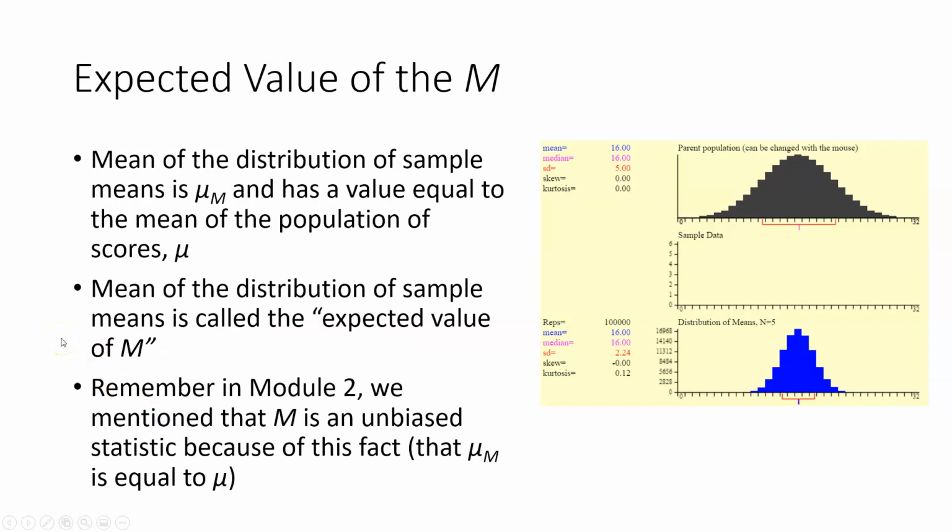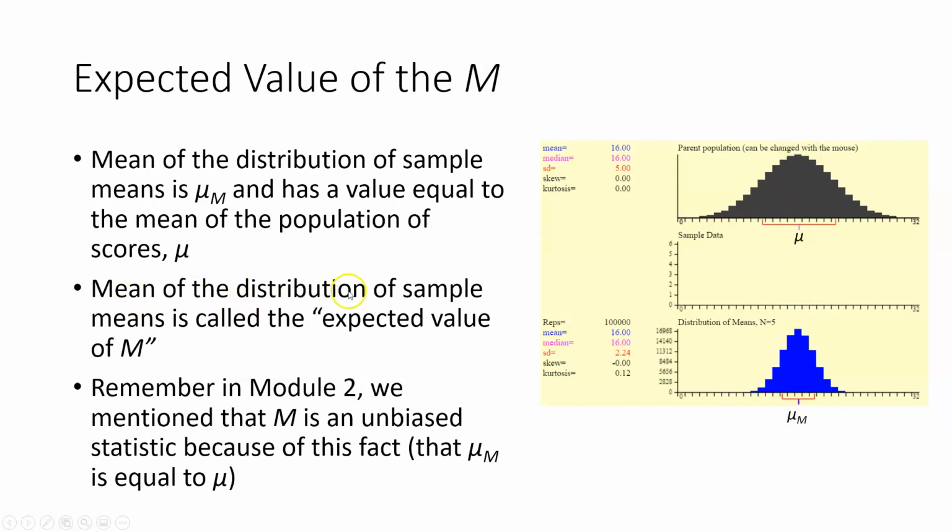The next concept that we need to learn is the expected value of the mean. The mean of the distribution of sample means, remember this is the distribution of sample means, and this is the mean of it. The mean of the distribution of sample means is indicated by the statistical symbol mu sub m. So I'm going to put it down here as mu sub m. And it has a value that's equal to the mean of the population of scores, mu, which is indicated here as mu. So this mu sub m is equal to mu, the population mean.